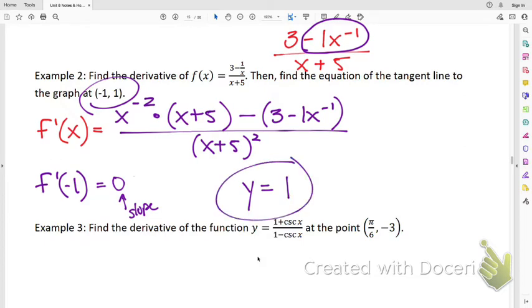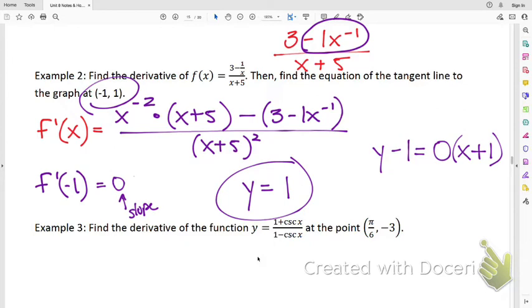Now, if you insist on not doing that and doing it the hard way, it would look like this. y minus 1 equals my slope times x minus negative 1. What happens to the entire right-hand side? 0. It turns into 0 because that slope is 0. Then you would have to add 1 to both sides and you would still get 1. y equals 1.